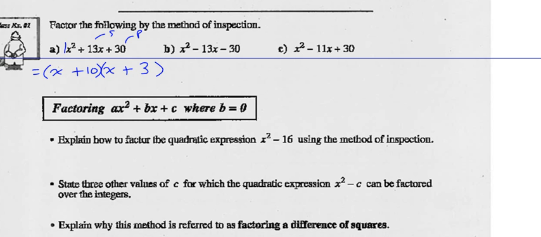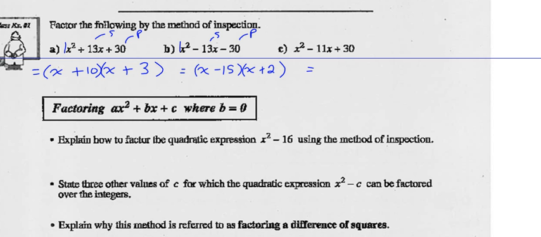All right, part B. Again, 1x squared minus 13x minus 30. We can make our two sets of brackets. The only way to get to x squared is to put an x in the front of each bracket. What two numbers now have a sum of negative 13 and a product of negative 30? Well, minus 15 and positive 2. Those two numbers add to negative 13 and multiply to negative 30.